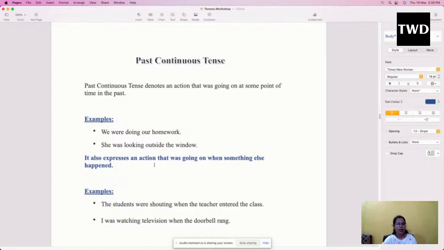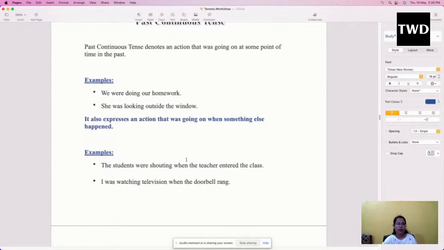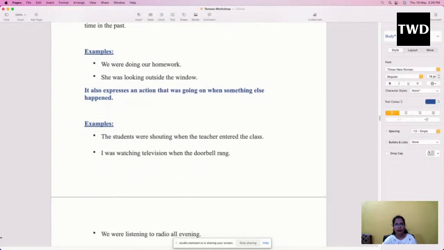It also expresses an action that was going on when something else happened. Sometimes we are doing something and something else happened and we stopped doing that thing. So such kind of sentences also comes under past continuous tense. For example, the students were shouting when the teacher entered the class. Okay, so before the teacher entered the class, the students were shouting. The moment teachers entered the class, the students, they stopped shouting.